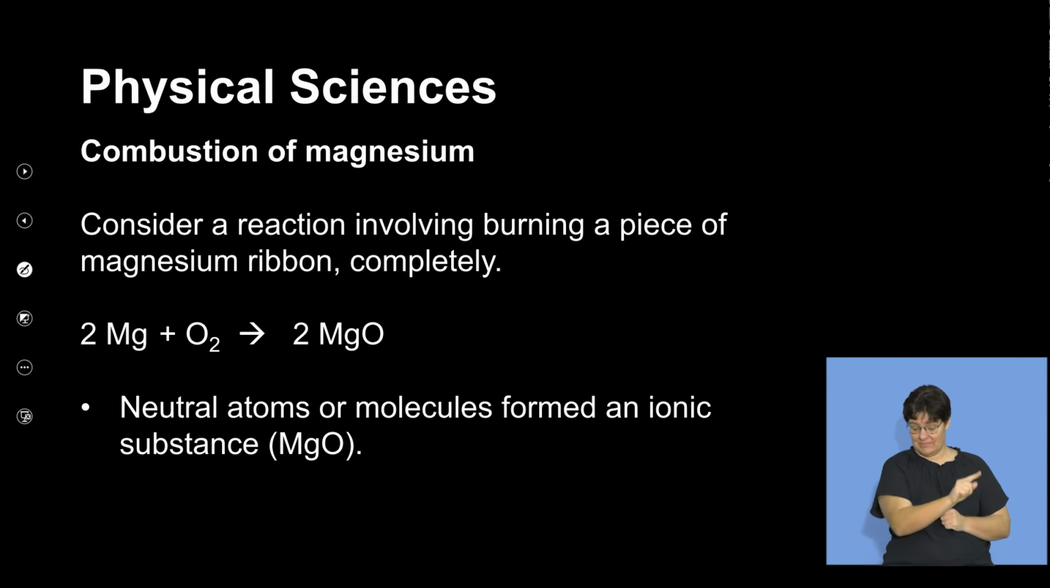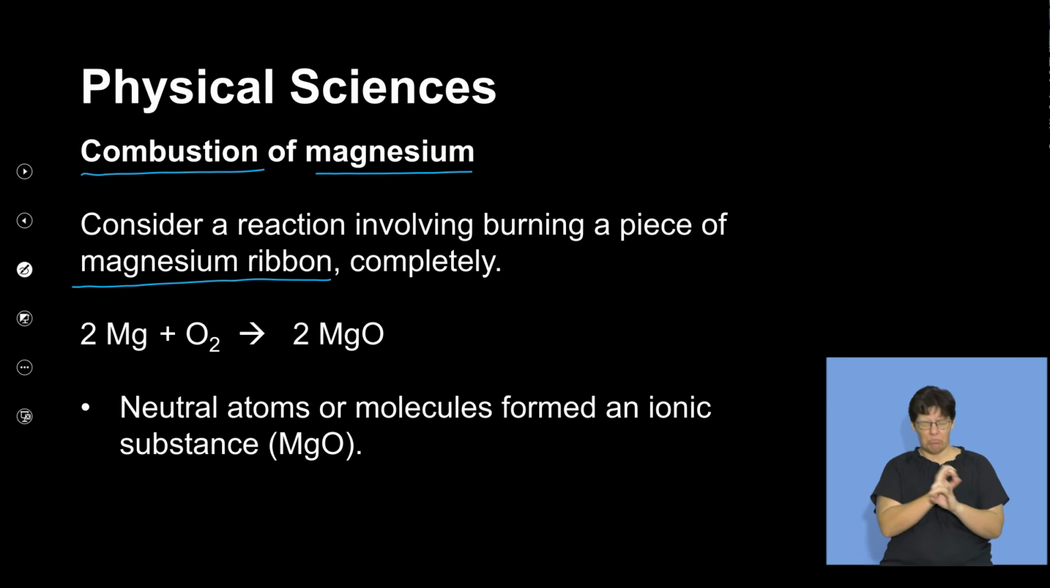Now we shall look at the context of combustion of magnesium. Combustion is, put simply, a process which involves the burning of a substance in a lot of oxygen. Okay, so this reaction will only take place until all the magnesium in this case has burned. So we consider a reaction involving burning a piece of magnesium ribbon, which burns with a very bright flame, okay? And then this magnesium ribbon burns completely, all right?